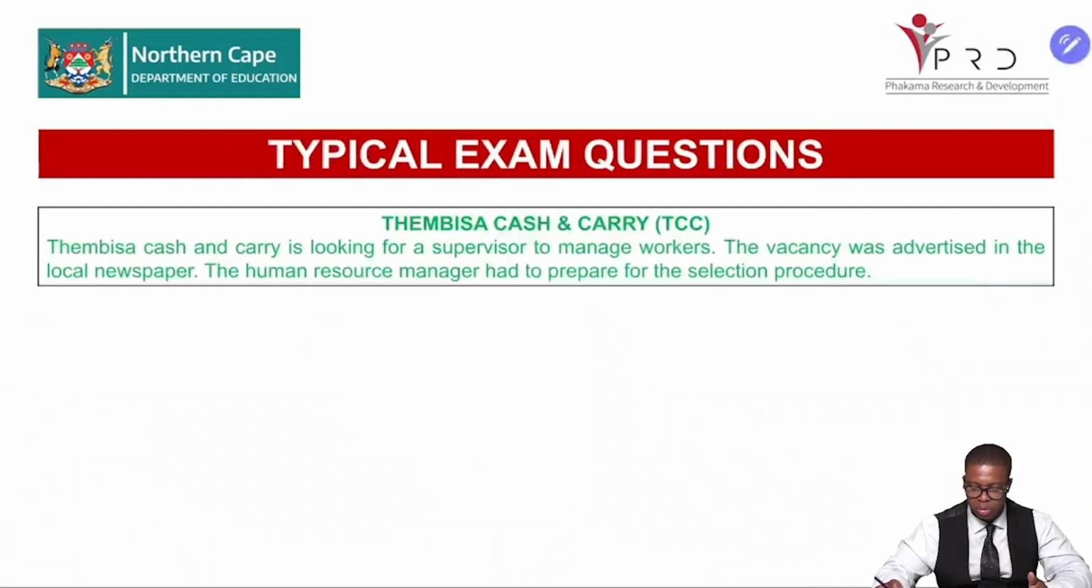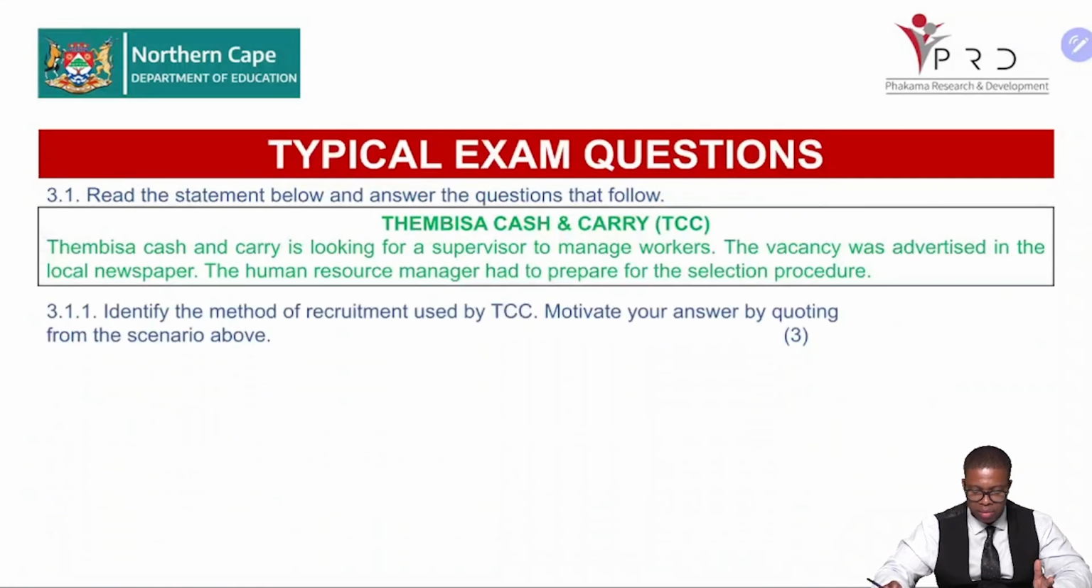So now let us look into the assessment. How can the examiner ask you? You have a scenario which is now also considered to be an indirect question. So the instruction is to read the scenario below and answer questions that follow. You have Tembisa Cash and Carry, which is TCC.